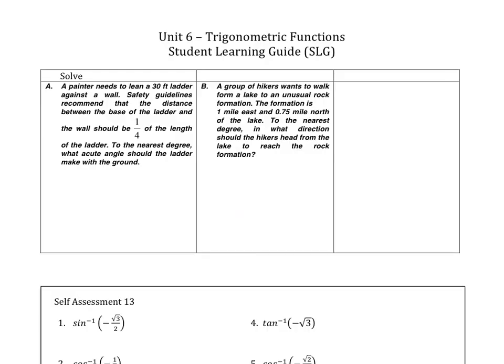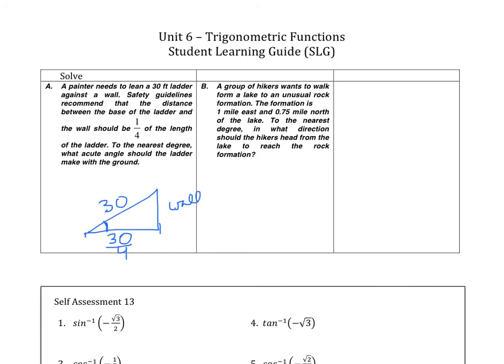And problem A, we want to solve. A painter needs to lean a 30-foot ladder against a wall. So here we go. We have a 30-foot ladder. Here's the wall. And safety recommends that the distance between the base of the ladder and the wall, so between here and here, is 1/4 of the length of the ladder. Well, we know the ladder is 30, and we need to take 1/4 of that. To the nearest degree, what acute angle should the ladder make with the ground? So I want this angle.